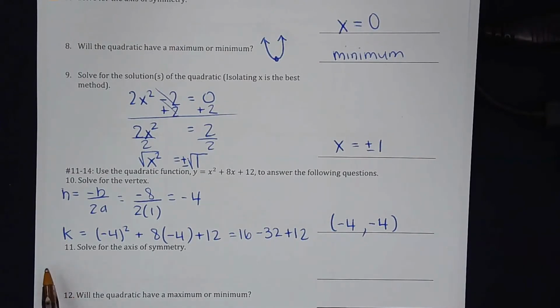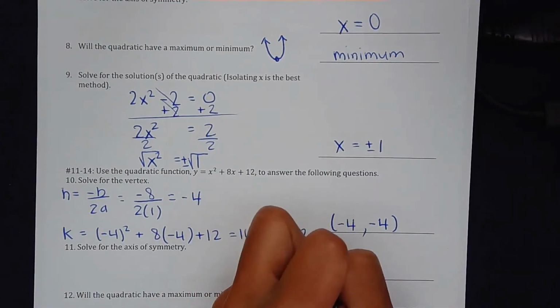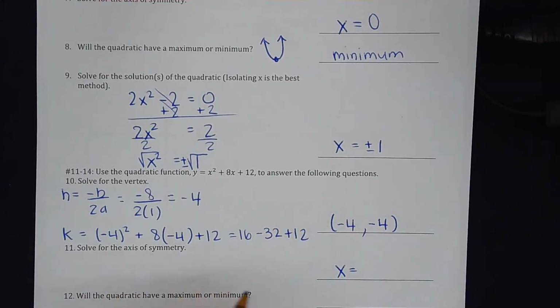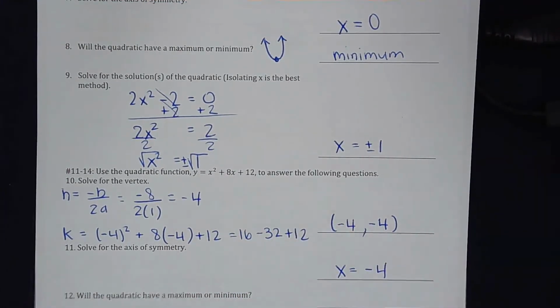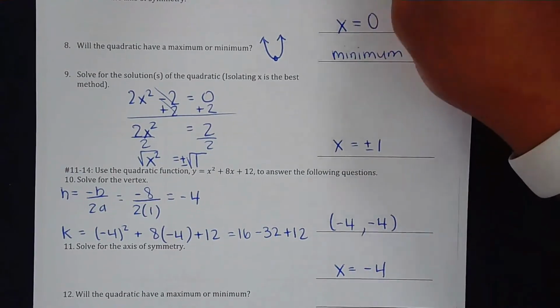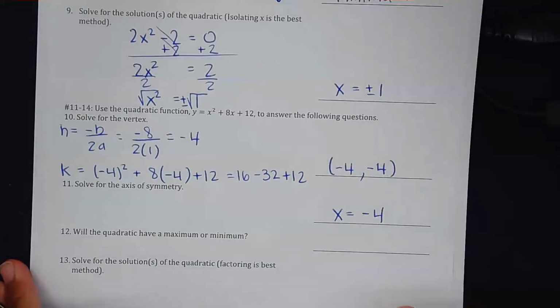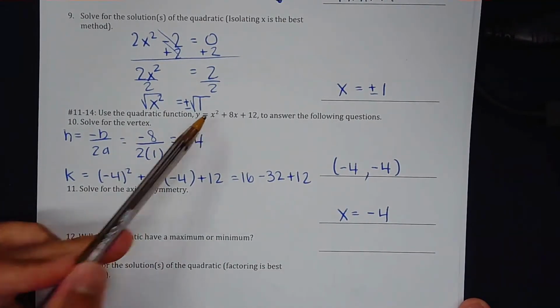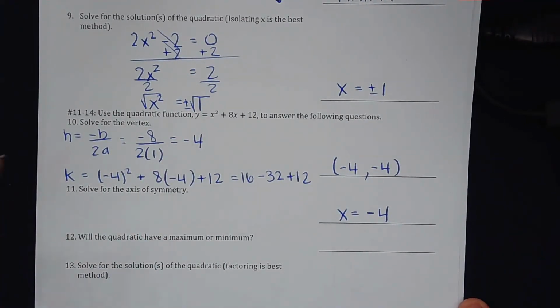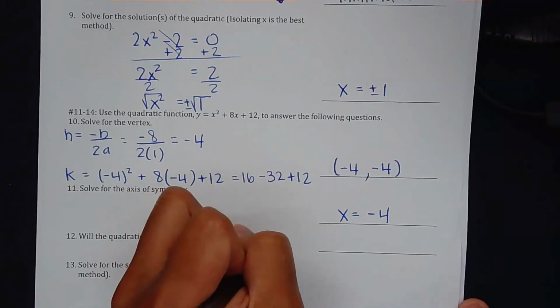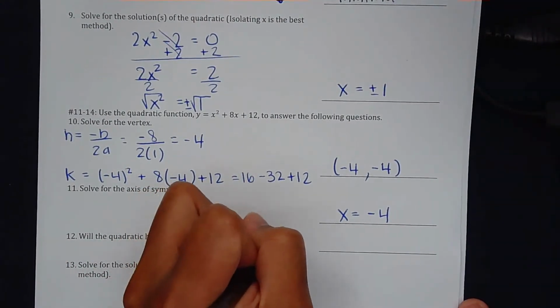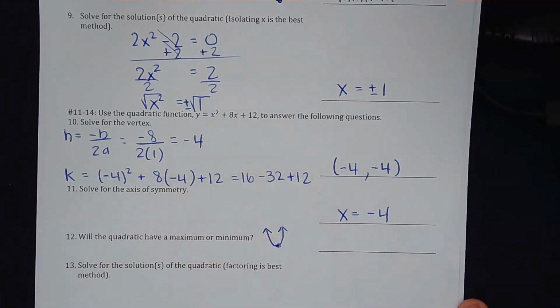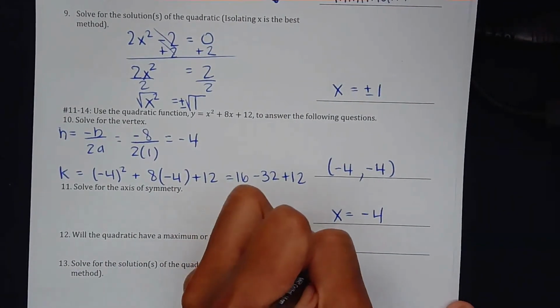All right, solve for the axis of symmetry. As I told you guys with problem number 7, you literally write x is equal to your x-coordinate. X is equal to negative 4. Number 12, will the quadratic have a maximum or a minimum? Our a value is 1, so it's positive. So just like the last problem, it'll be pointing up. So our vertex will be a minimum.